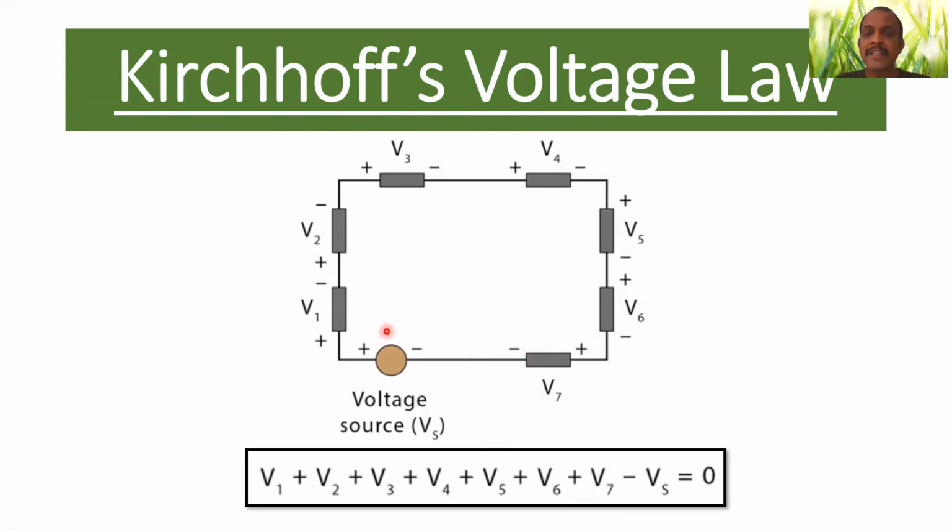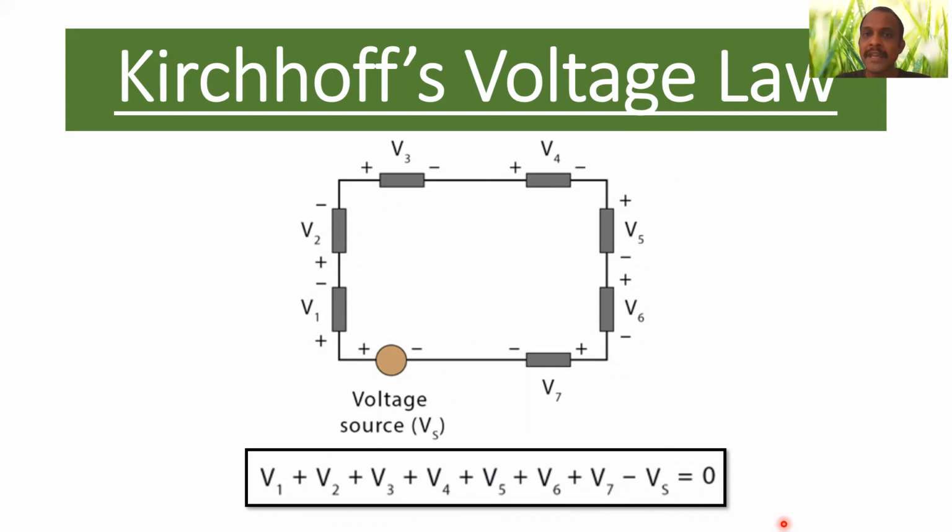When same polarities meet, as like negative meets negative here and positive meets positive here, we have to make a subtraction. So here we can apply mesh analysis for the single closed loop or single mesh, and we get the equation V1 + V2 + V3 + V4 + V5 + V6 + V7 - Vs = 0. So if this minus Vs goes to the other side, Vs = V1 + V2 + V3 + V4 + V5 + V6 + V7.